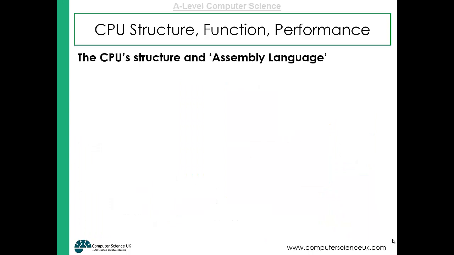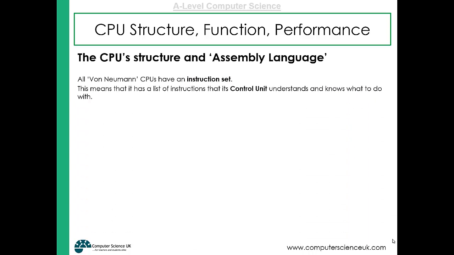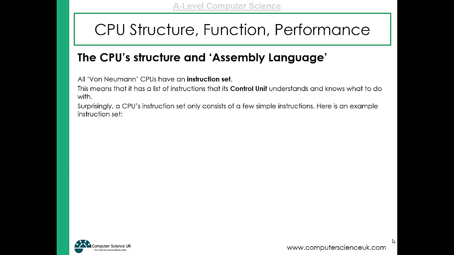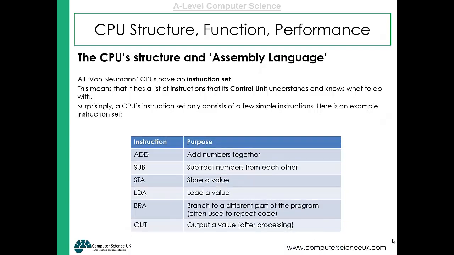Okay, the CPU structure and assembly language. All von Neumann CPUs have instruction sets. An instruction set is simply a list of instructions that the control unit understands and knows what to do with. There aren't actually that many instructions that a CPU will need to deal with or execute. Here's a very small list of some of those instructions, but these ones are very important, especially when you're trying to write and understand simple assembly language code.